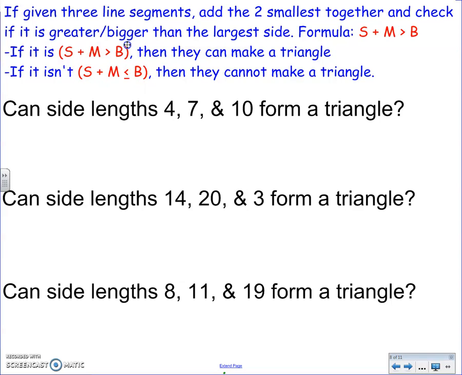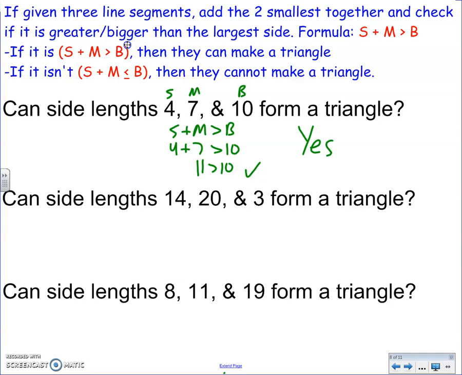So let's try it. Can the side lengths 4, 7, 10 form a triangle? Well, let's label them. This 4 is the smallest, 7 is the middle, 10 is the biggest. S plus M must be bigger than B. So 4 plus 7 has to be bigger than 10. We combine, that's 11 is bigger than 10. Is that true or false? That's true. 11 is bigger than 10, so yes, they do make a triangle.